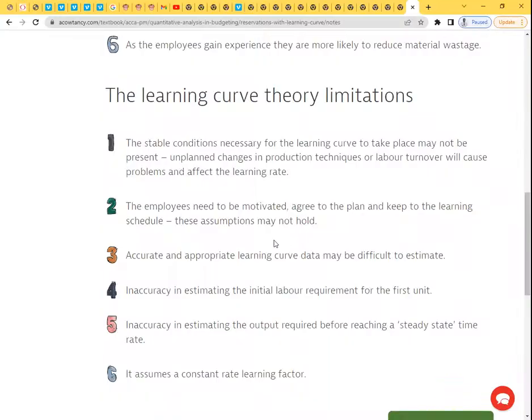Number three, accurate and appropriate learning curve data may be difficult to estimate. How do you get R? Inaccuracy in estimating the initial labor requirements for the first unit. I mean, there's an assumption of A, right? Inaccuracy in estimating the output required before reaching a steady state time rate. It assumes a constant rate learning factor. You can still add these points to whatever points you have discussed there. Very, very important points. So please, once you finish writing this, let me know.